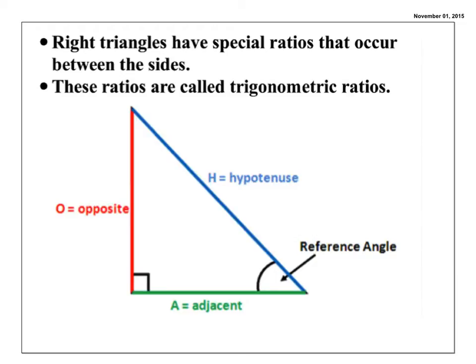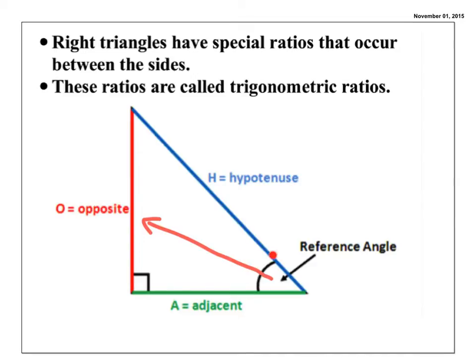So if you look at where the opposite side is located, you will notice that the opposite side is literally directly opposite from the reference angle. That is why we call that the opposite side. Now, as for the adjacent side, we know that the word adjacent means next to or touching. So if you think about where the adjacent side is located with respect to this angle, look how the adjacent side actually touches that angle.